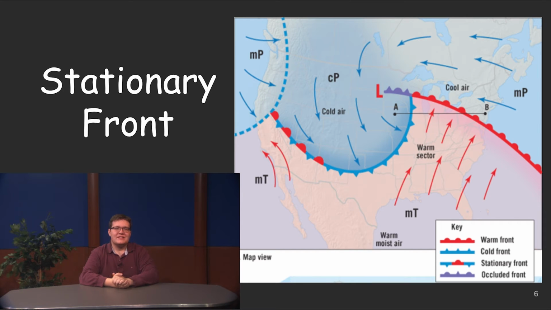A stationary front is a situation in which the surface position of a front does not move. The flow on either side of such a boundary is nearly parallel to the position of the front. On a weather map, a stationary front is shown with blue triangles pointing into the warm air and red semicircles pointing into the cold air. A stationary front separates warm air on one side and cold on the other, while its position remains relatively fixed.